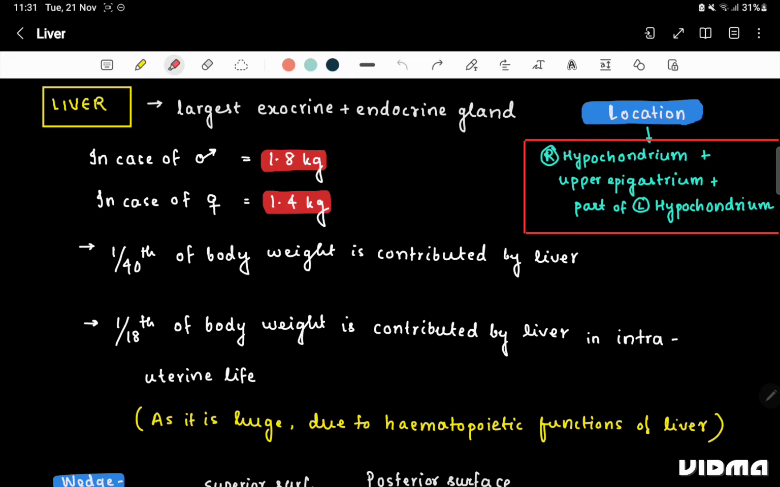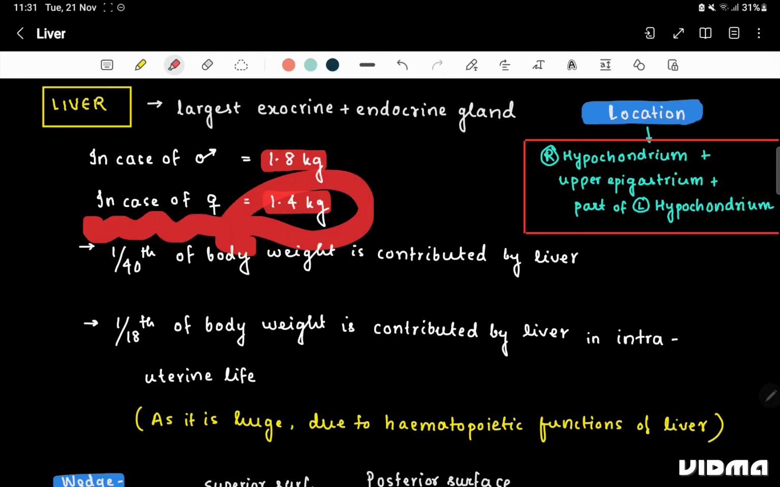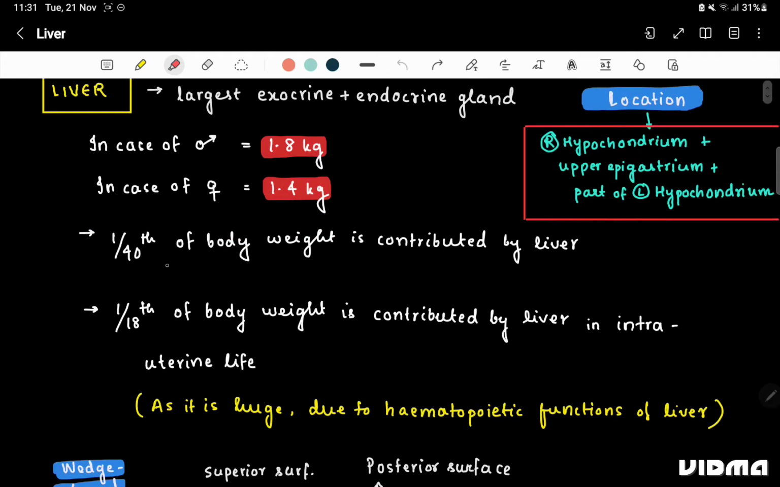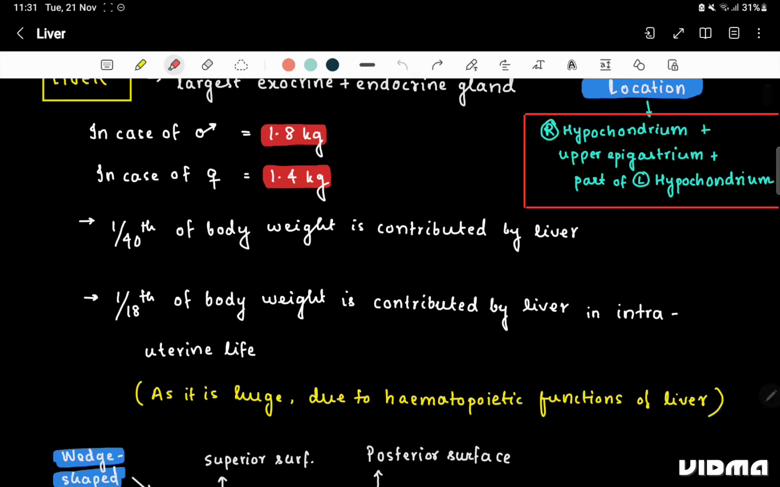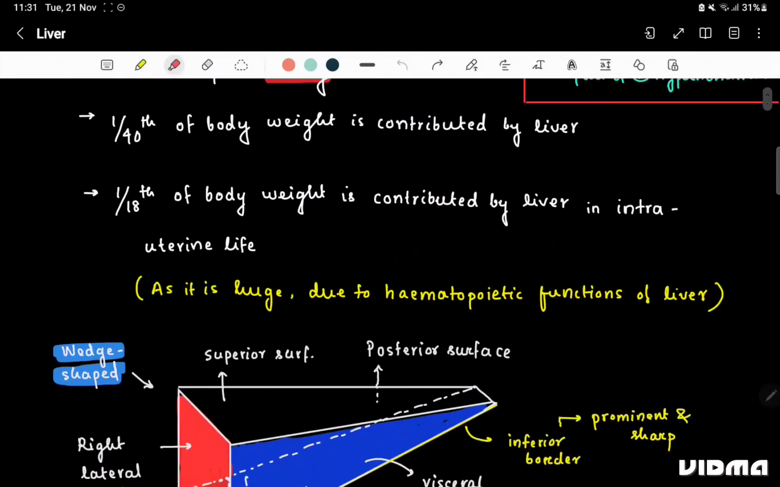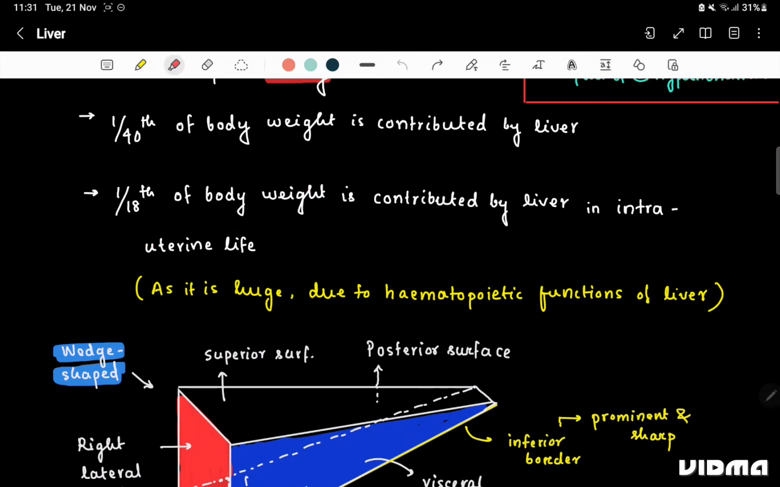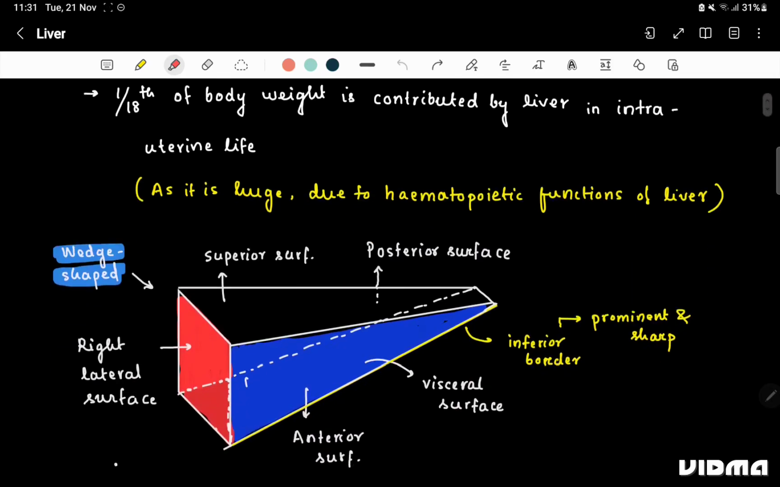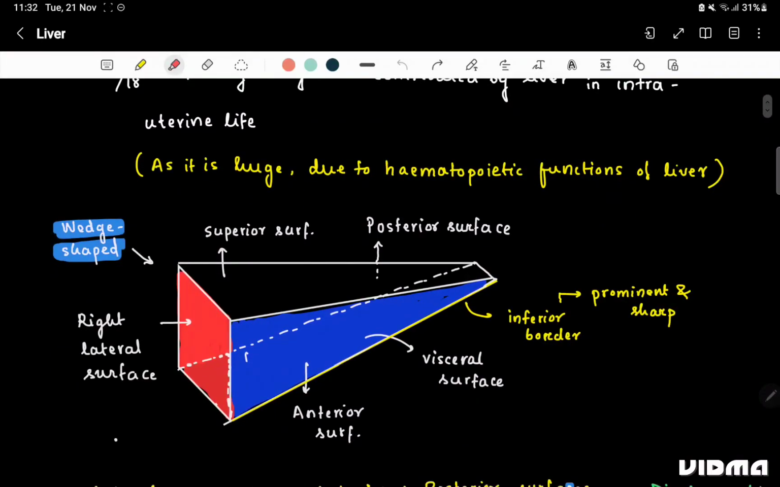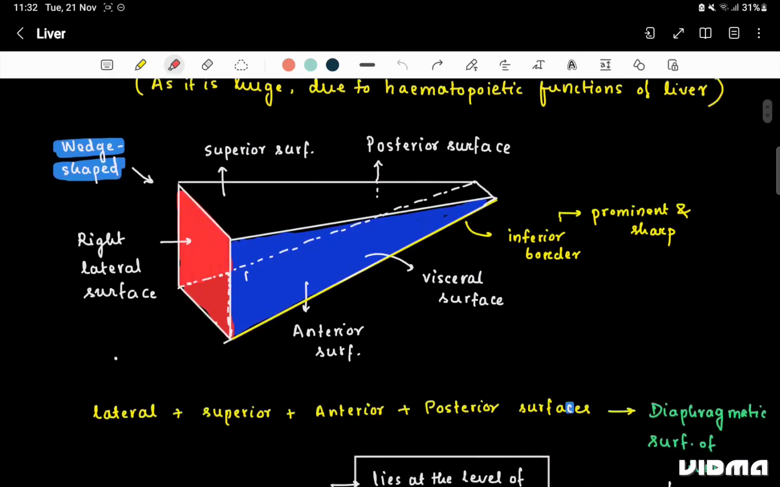So note the location. In males, it weighs 1.8 kg, and in females, 1.4 kg. It comprises 1/40 of the body's weight, so it is a huge gland. In intrauterine life, 1/18th of the body weight is contributed by the liver, as it is huge in intrauterine life due to hematopoietic features. Then as age progresses, it starts regressing a bit.